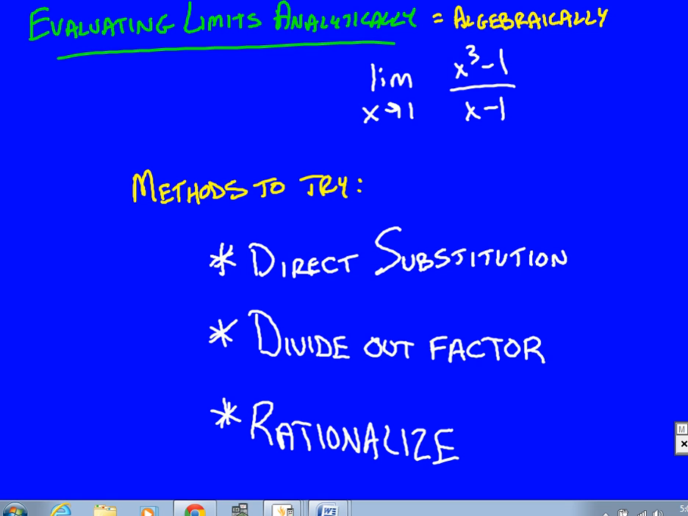In previous lessons, we talked about how to solve limits using the graph and using the table. Now we're getting problems like this where you don't have a calculator, you don't have a graph. I need to figure out what the limit is, in this case, as I'm approaching 1.